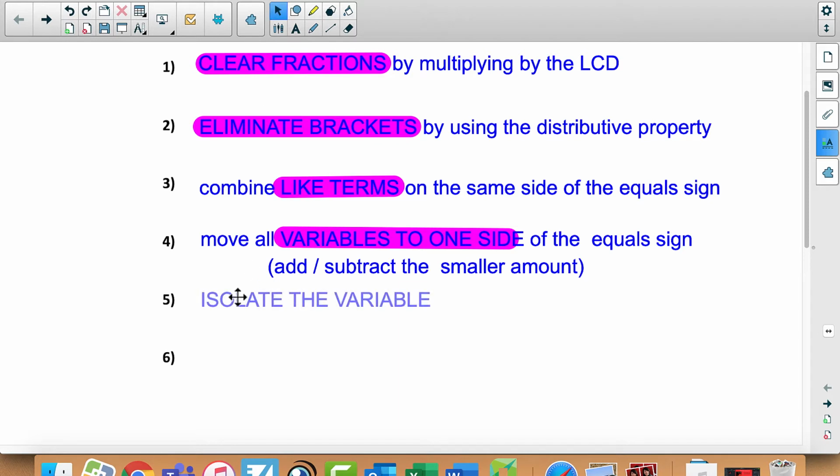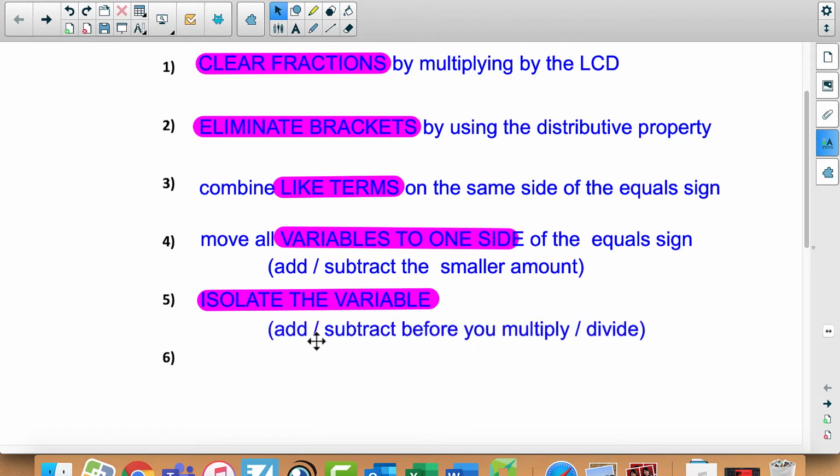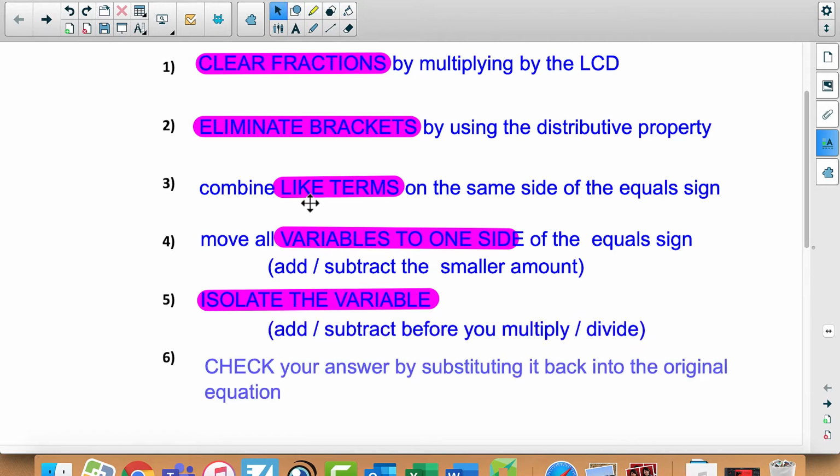Step 5, you will isolate the variable. This is a step that started us all off. It's the ultimate goal. Get that variable, that letter, all by itself. And remember, always add or subtract before you multiply or divide. And the last step is to check your answer. And the way you do that is to substitute it back into the original equation.